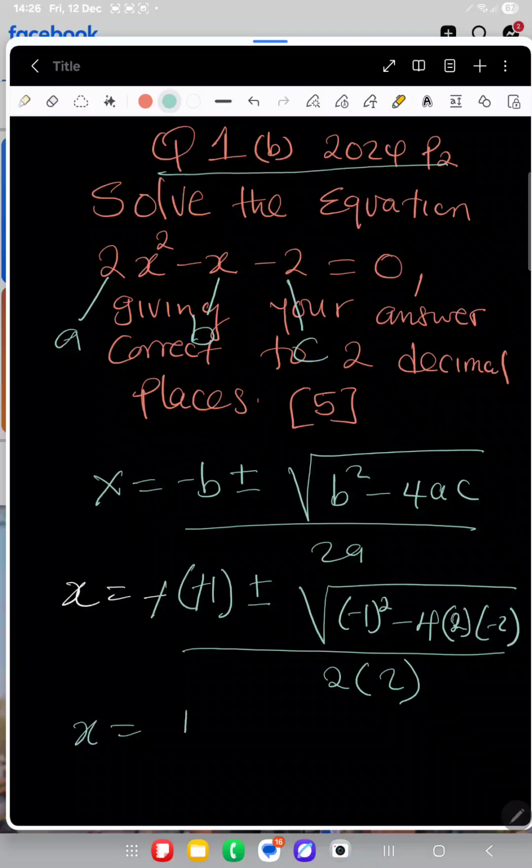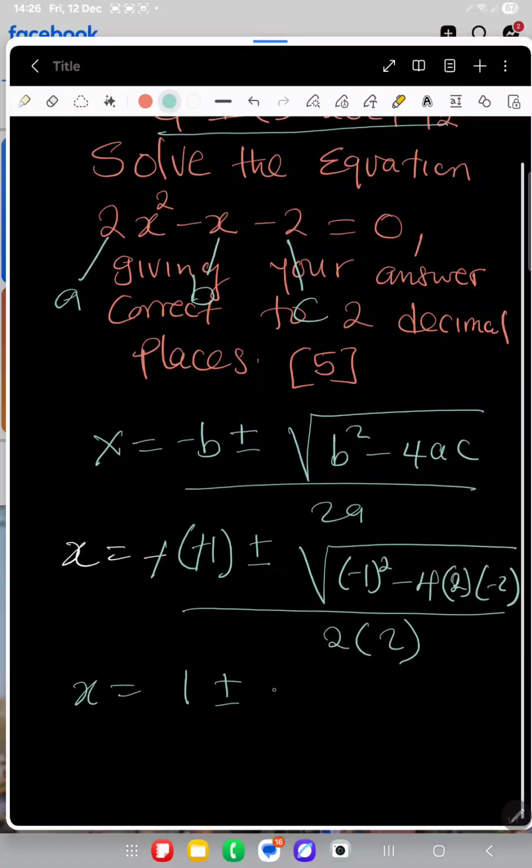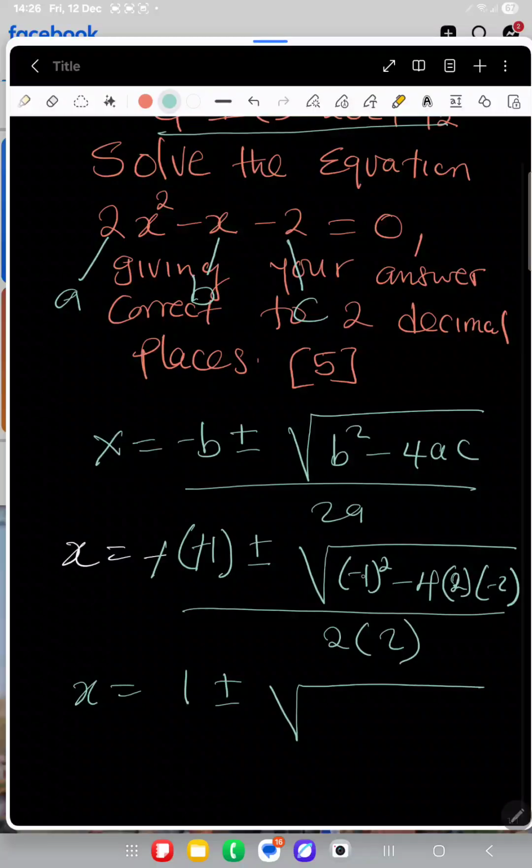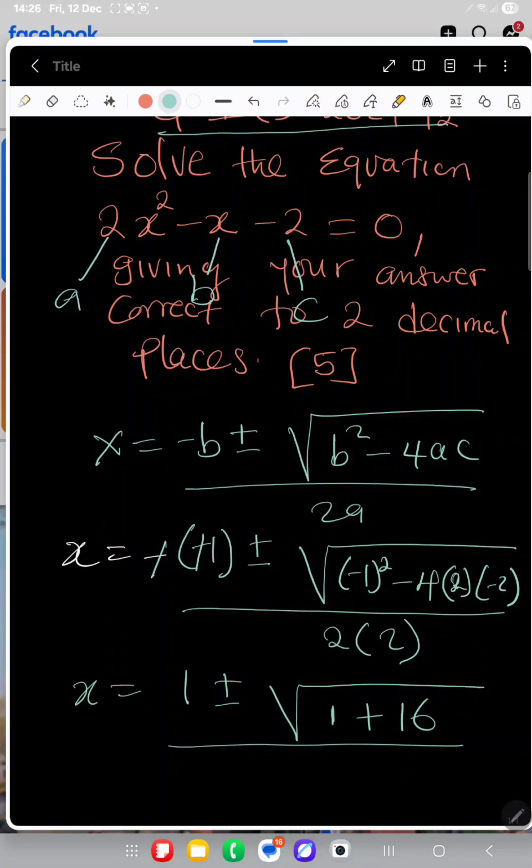So we are just going to remain with a 1 there, plus or minus the square root of, inside here we have negative 1 squared. Negative 1 squared, we get a positive 1. And then we have negative 4 times 2 is negative 8. Negative 8 times negative 2 is a positive 16. So we are going to get a positive 16 there. Then this is all divided by 2 times 2, which we are going to get a 4. So that's what we are going to have there.